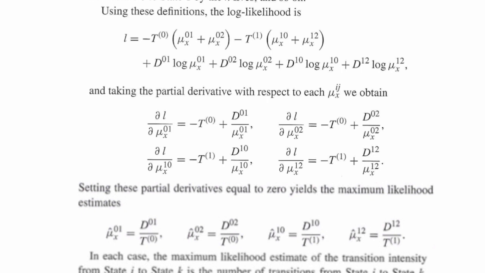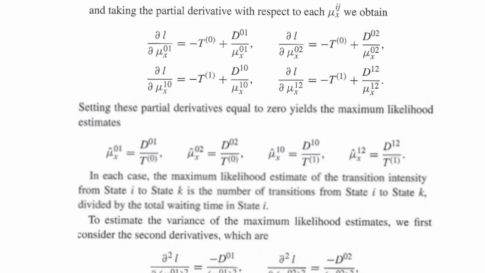Now, we're going to take the partial derivatives of this, set them to 0, and solve, and we're going to get the 4 equations that you see here. Those 4 equations will give you these 4 solutions, and the maximum likelihood estimate of the transition intensity from state i to state k is the number of transitions from state i to state k divided by the total waiting time in state i.